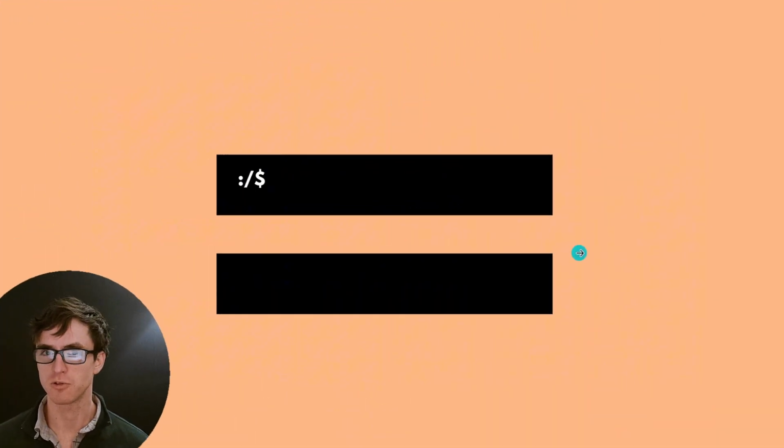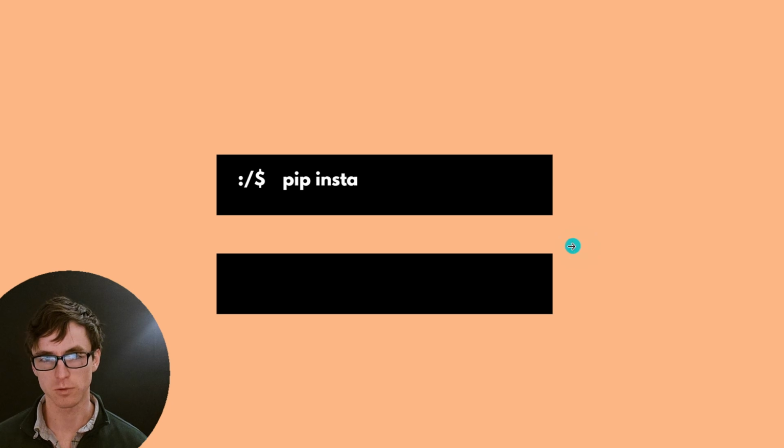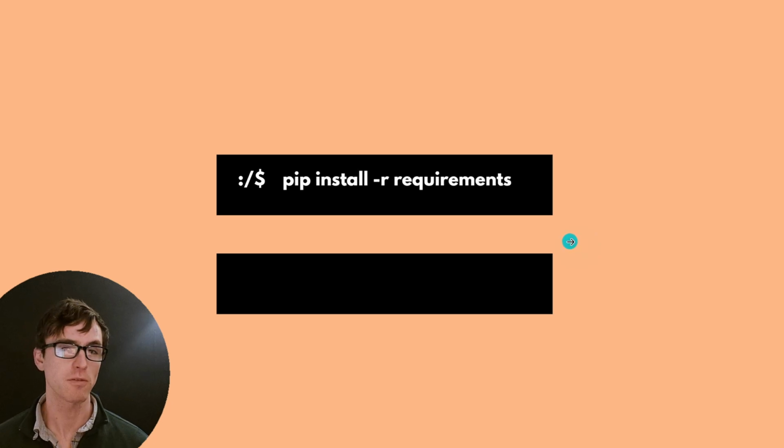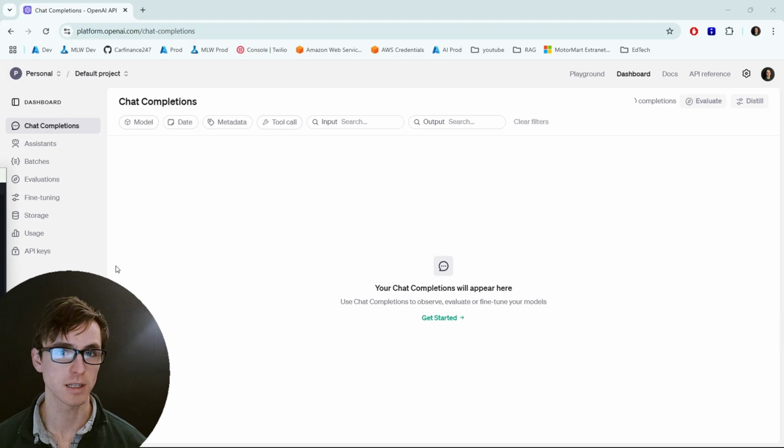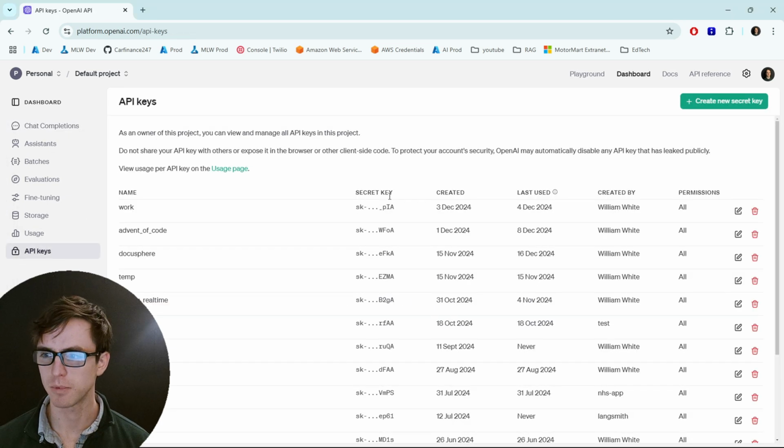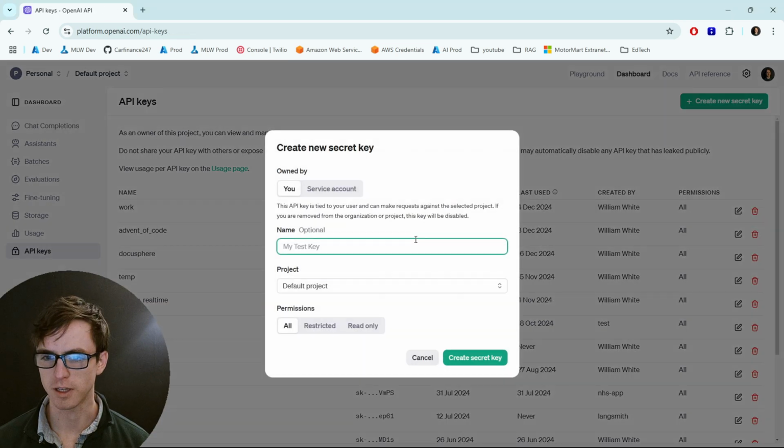First, we're going to need to install the requirements. If you've cloned the repository, you can do this with pip install -r requirements. If you haven't cloned the repository, you can install the two packages langgraph and langchain-openai if you're following along. You're also going to need an OpenAI API key for this tutorial, and you can get one by logging in to your OpenAI account and going to platform.openai.com. We can then go to the API keys tab and click on create new secret key.